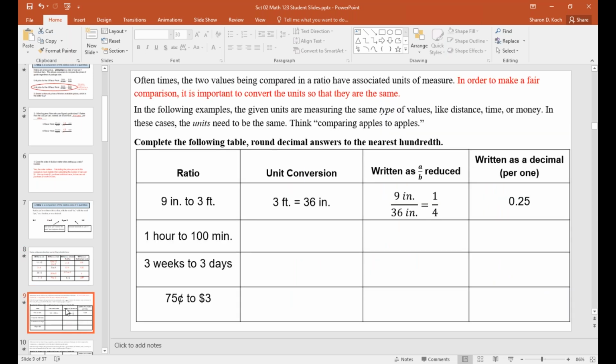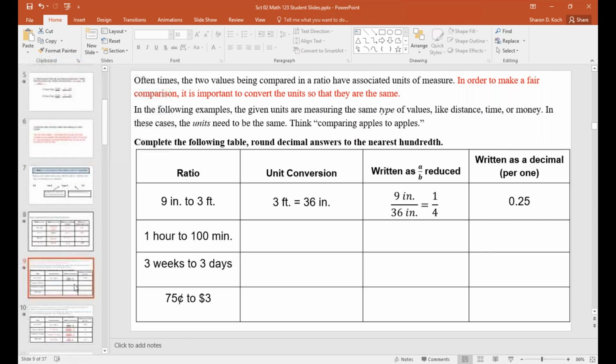Okay, so if we look over here at this page, notice here are some different ratios and they're comparing things. So 9 inches to 3 feet. We have to be careful when we're looking at ratios that don't have the same units. In order to compare these fairly, we need to make sure that they have the same units. Otherwise, it's an unfair comparison. So watch out for these, especially with Section 2 homework. They might try to trick you on a few of these. Don't just look at numbers. Also pay attention to the units.